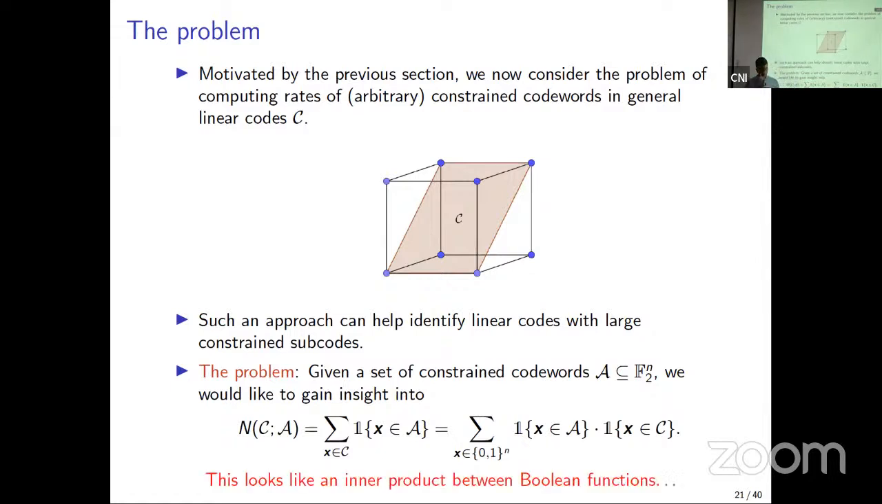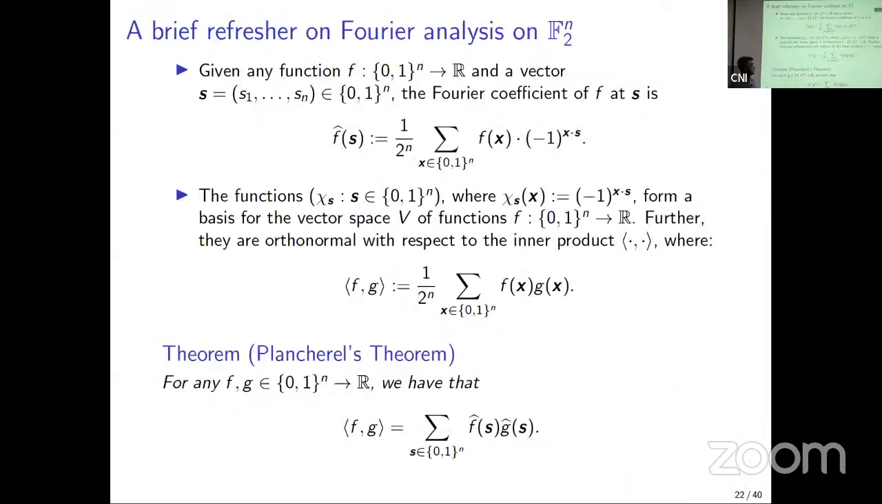What does this help us to do? Well, this looks like an inner product between Boolean functions. So let us try to see if we can use some of the language of Boolean functional analysis to do this. Just a brief refresher before that. There may be people more well versed in harmonic analysis, so let me just go through this quickly. Given a function f defined on the hypercube {0,1}^n, you define the Fourier coefficient f hat at the point s that way. It's basically the sum of f of x times (-1) to the x dot s, but normalized.